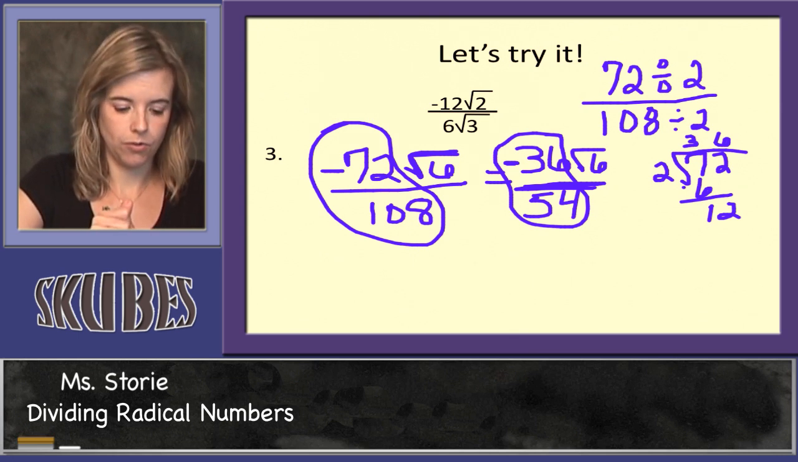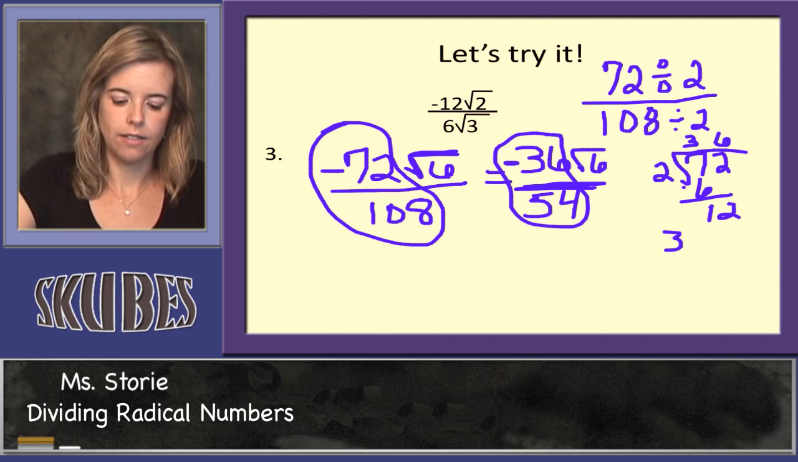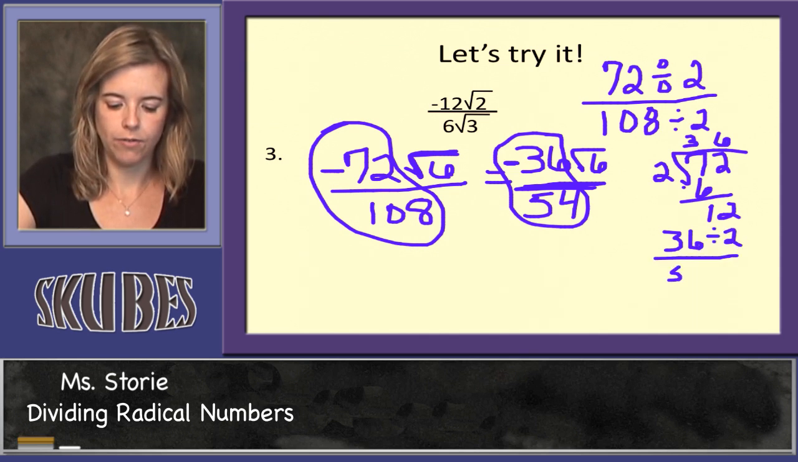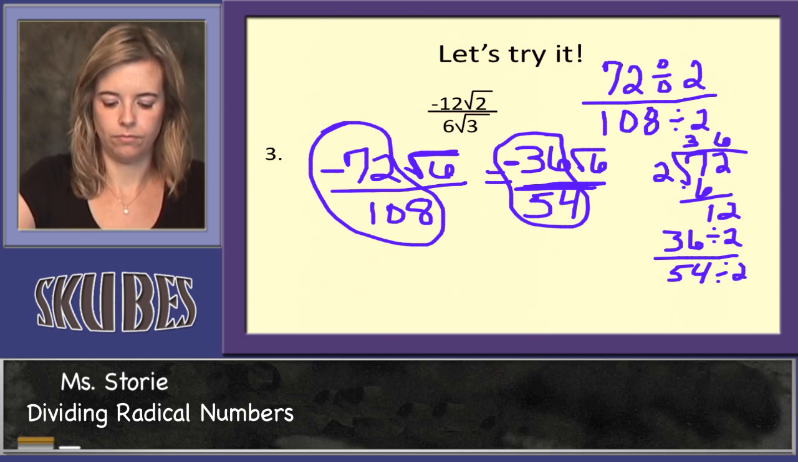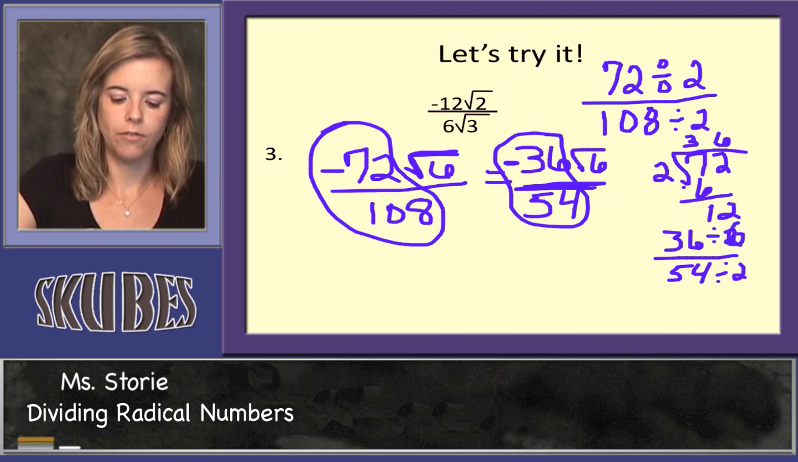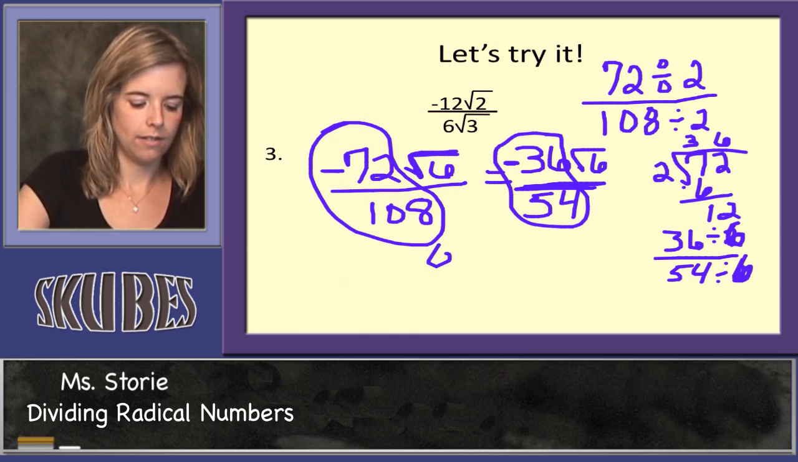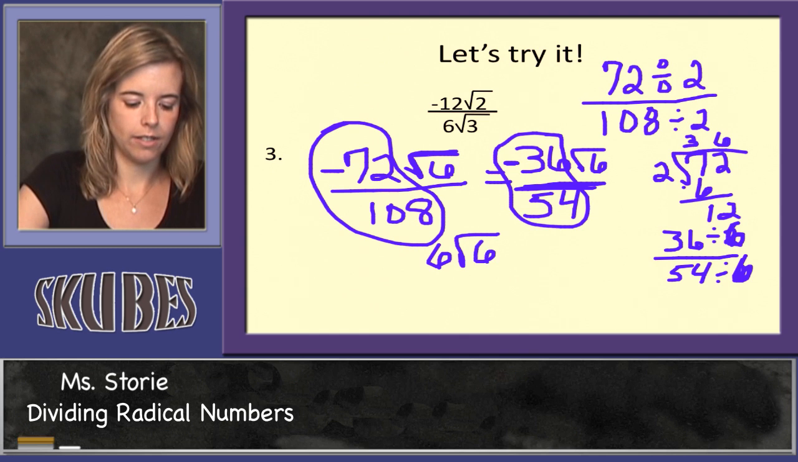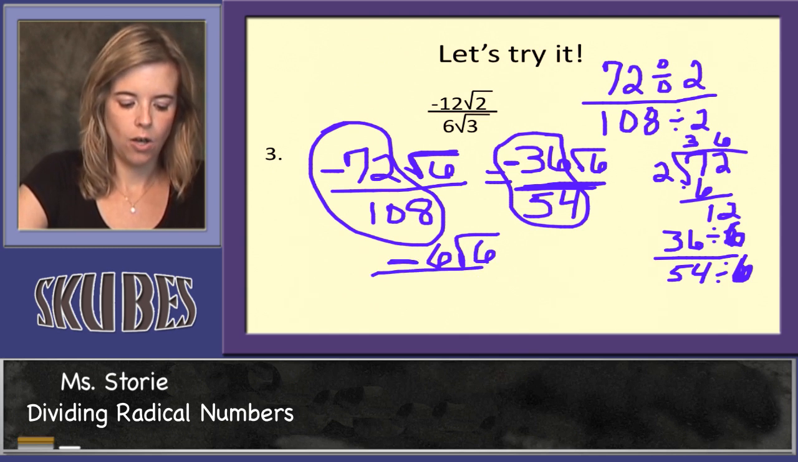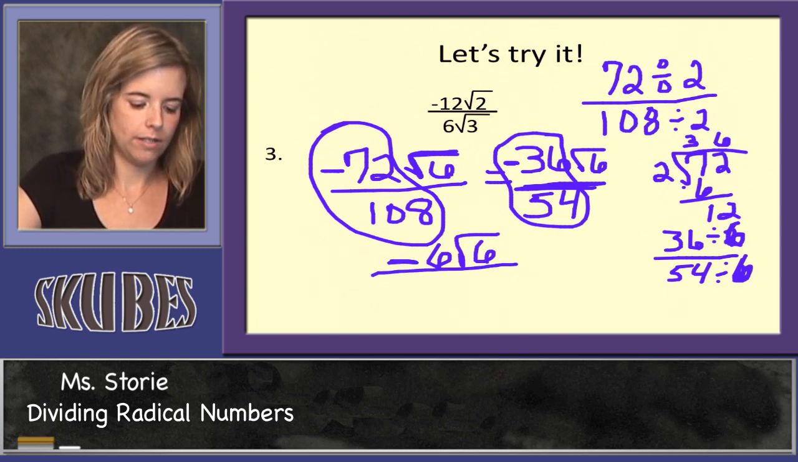2 goes into both those numbers. So if we take 36 and divide it by 2, and on the bottom take 54 and divide it by 2. If you notice though, instead of continuing to reduce by 2's, 36 and 54 are both divisible by 6. These are both multiples of 6. So 36 divided by 6 is 6. We still have our radical 6, and it's still a negative number, over 54 divided by 6 is 9.